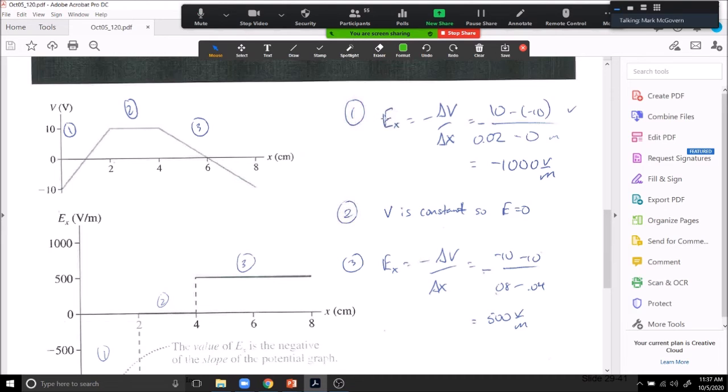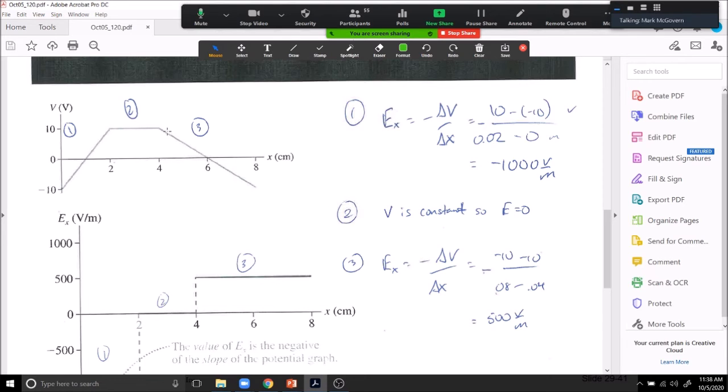So, E sub x, this is the x direction, and you gotta make sure you put things in meters, because we want our electric field to be volts per meter. So our difference in the top is 20. We go from 0 to 0.02 meters, and we end up with a minus 1,000 volts per meter. Now the potential is constant here. That means the electric field is 0. There's no change. Slope is 0. The electric field is 0.